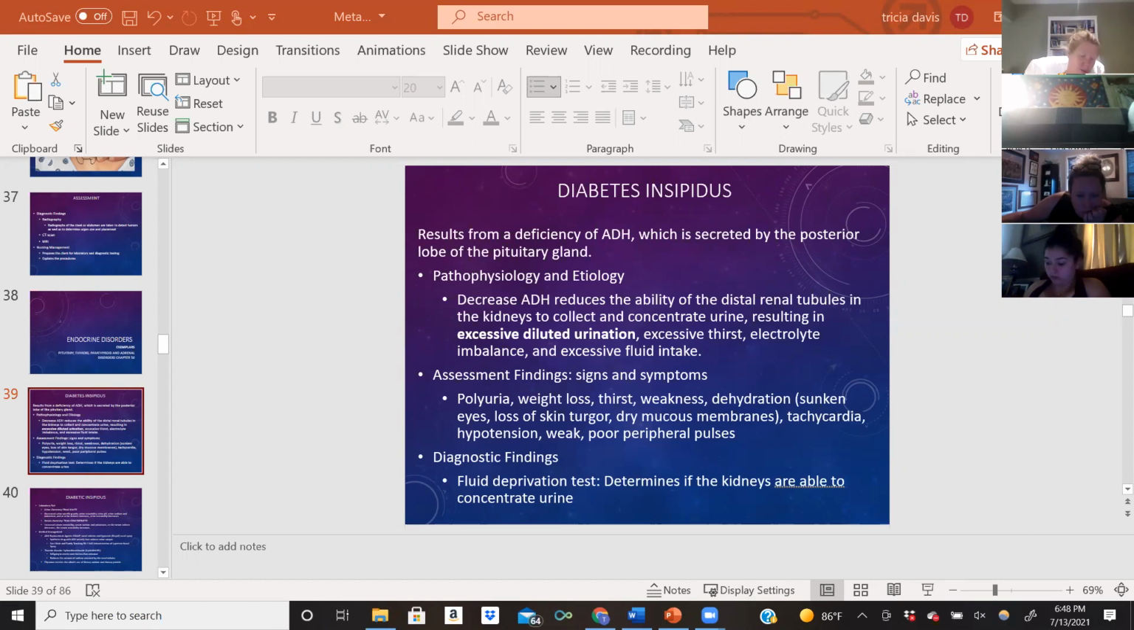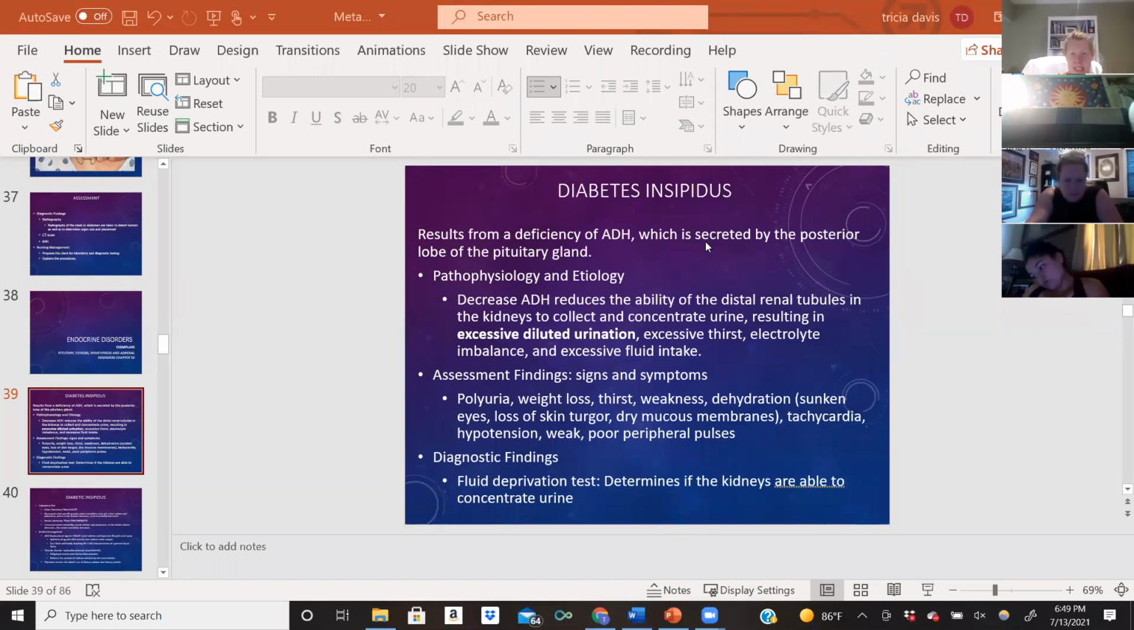pulses. So just because it's strong in their wrists doesn't mean that their peripheral pulses are fine. You always need to go down to those lower extremities and do the pedal pulses to see what their pulses are like down there.